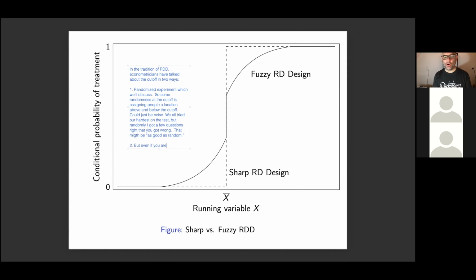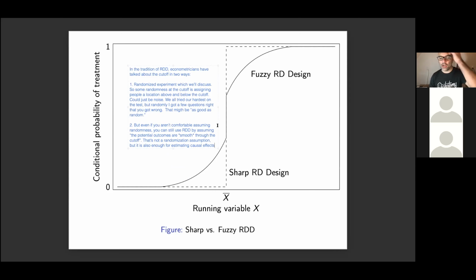But even if you aren't comfortable assuming randomness, you can still use RDD by assuming the potential outcomes are smooth through the cutoff. That's not a randomization assumption, but it is also enough for estimating causal effects. And we'll talk about that one too. So these are the two things that we're going to talk about in just a second.